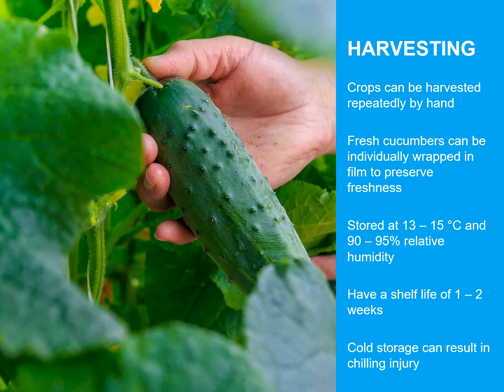So in terms of harvesting, crops can be harvested repeatedly by hand as long as the plant keeps flowering. Fresh cucumbers can be individually wrapped in film to preserve their freshness, and that's quite common in European markets. They should typically be stored between 13 and 15 degrees centigrade and at quite high humidity, around about 90 to 95% humidity. They have a shelf life of about 1 to 2 weeks, and they shouldn't be stored at too cold a temperature, as that can result in chilling injury.